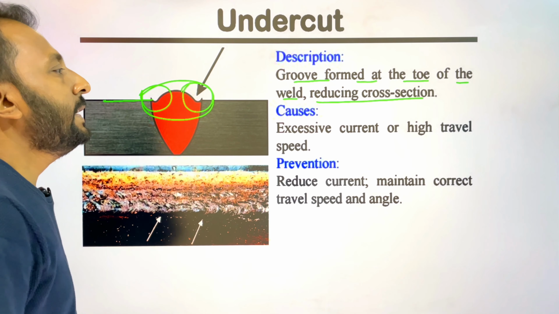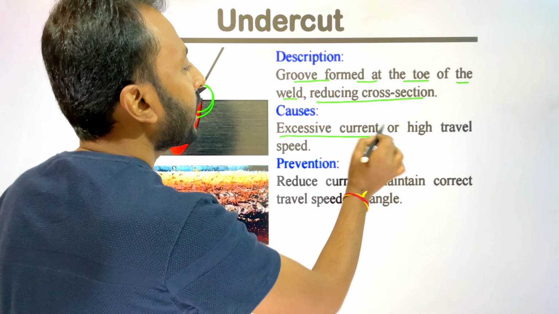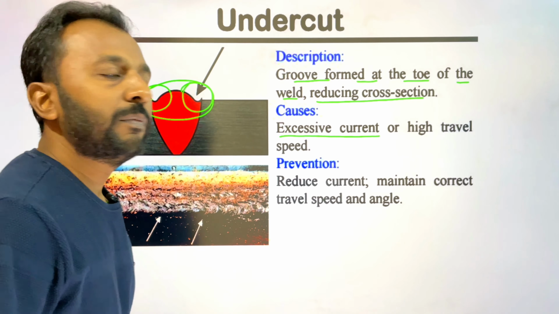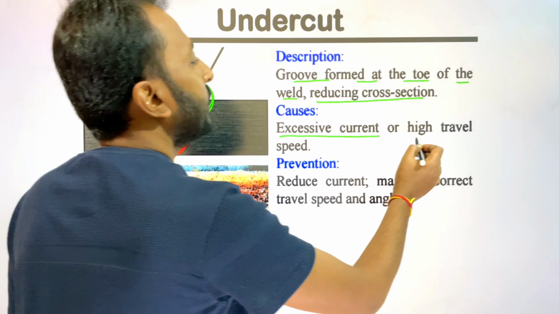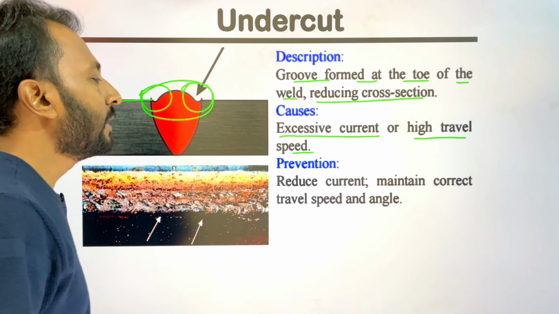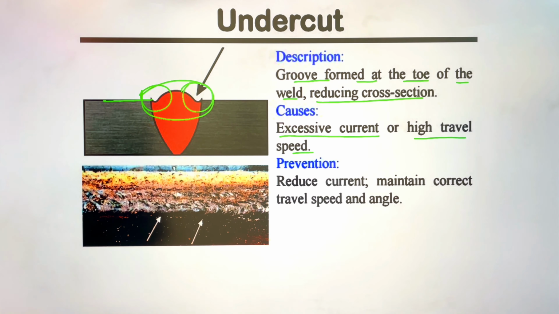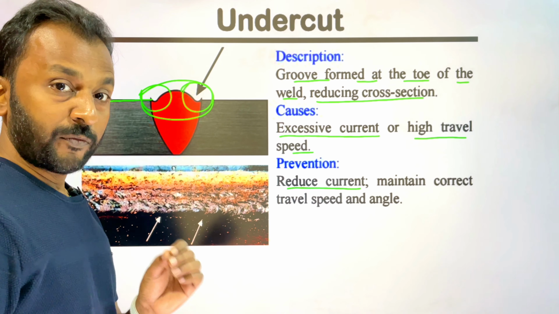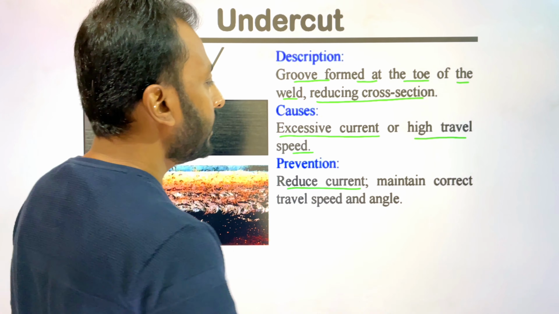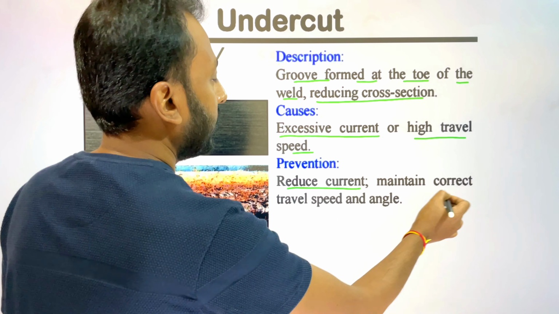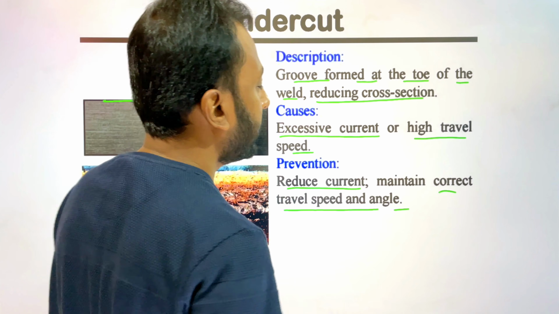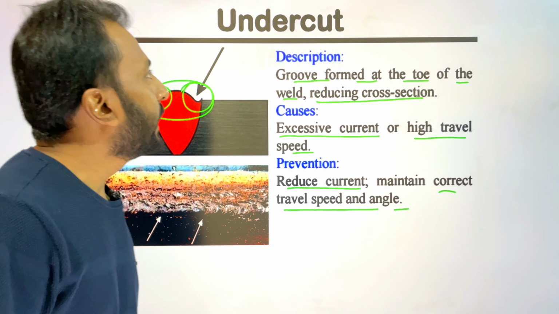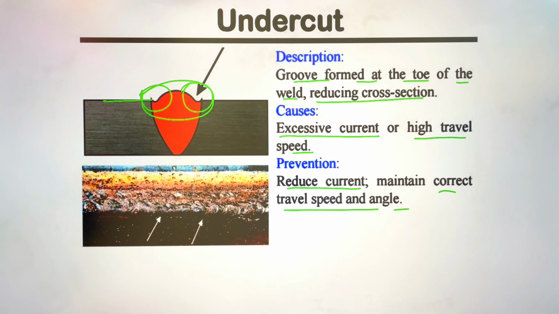So why does it happen? Excessive current causes it. If we use excessive current and the travel speed is high, then it can happen. So how can we prevent it? We have to reduce the current, or use the correct current, and maintain the correct travel speed and angle. That's how we can prevent the undercut welding defect.